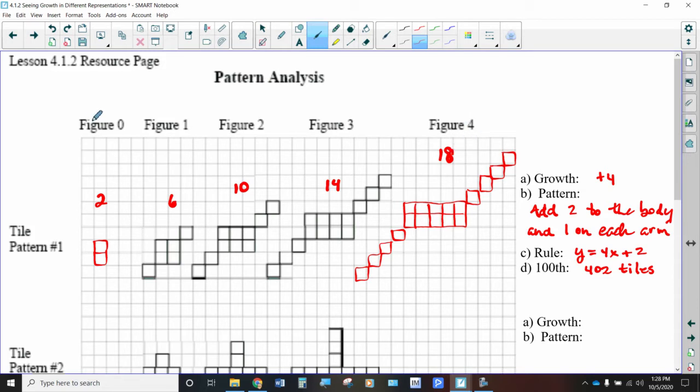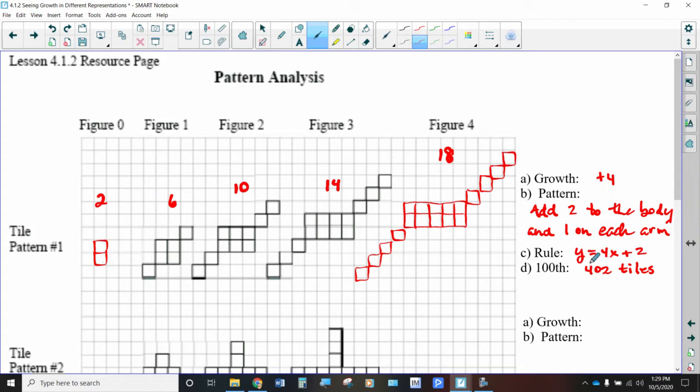And figure 0, one of the more important figures, our starting spot, when x was equal to 0, it doesn't matter what number you multiply times x. In this case, 4 times 0 will be 0. So the number 2 ends up being that very important piece of data.